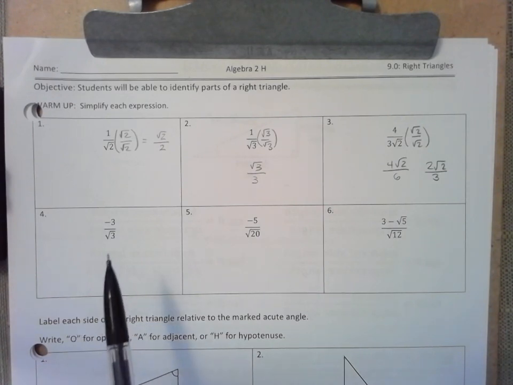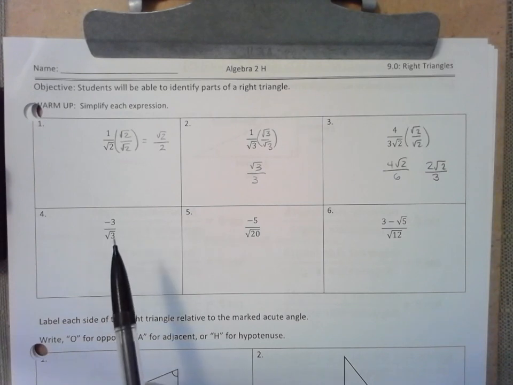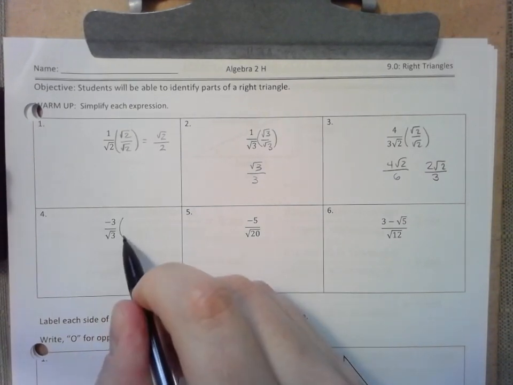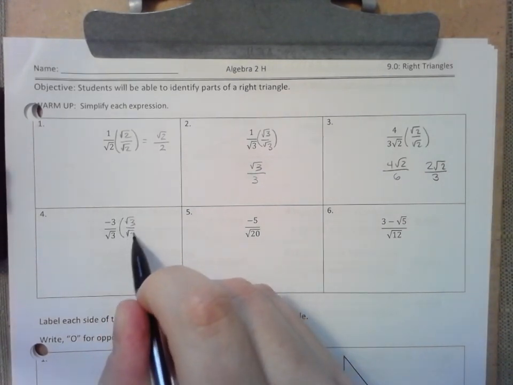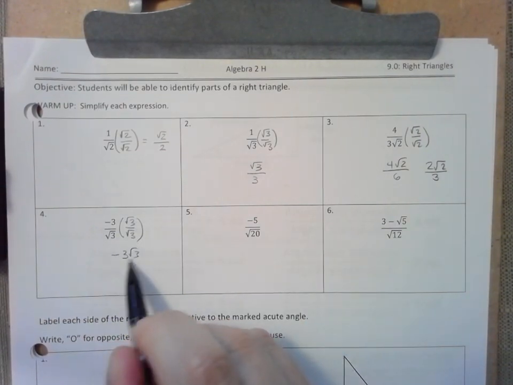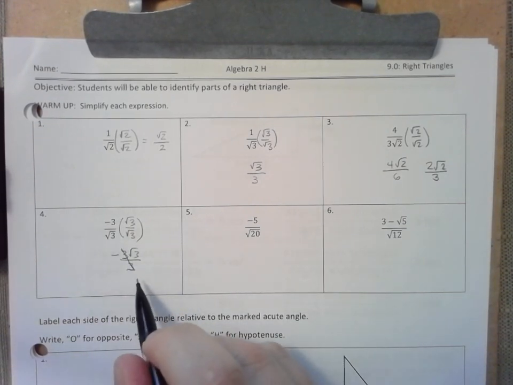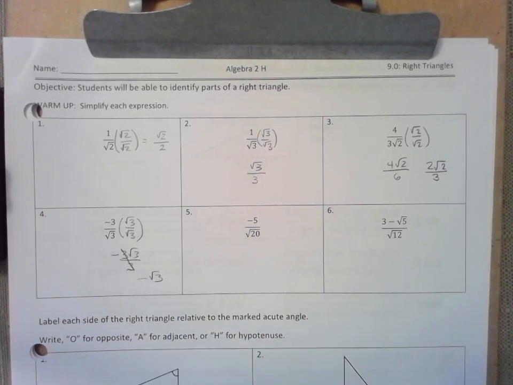Bottom row, we have a square root of 3, square root of 20, and square root of 12. 3 is prime. We'll just multiply by square root of 3 times itself. So we get negative 3 root 3 divided by the square root of 3 squared, which is 3. These 3's are going to cancel. So what we have left is negative square root of 3 as our final answer.